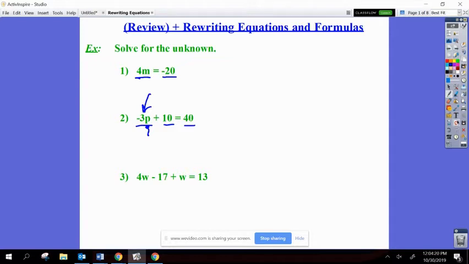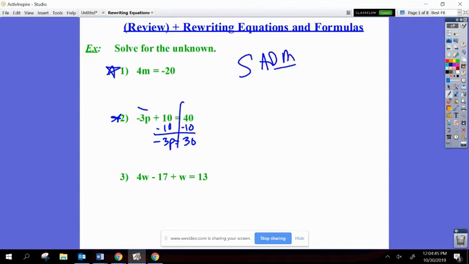And that's really what we do when we solve an equation like number 2. We get this term by itself by minus 10, minus 10. That's undoing addition subtraction. Negative 3p equals 30. In this example, number 1, the term that contains the variable is already isolated. So I don't have to undo addition subtraction. I'm ready to undo the multiplication and division.